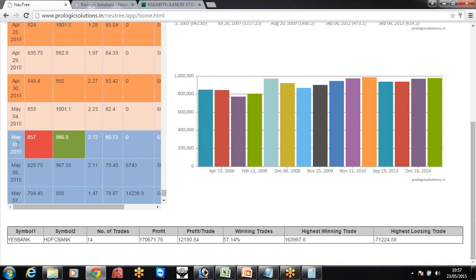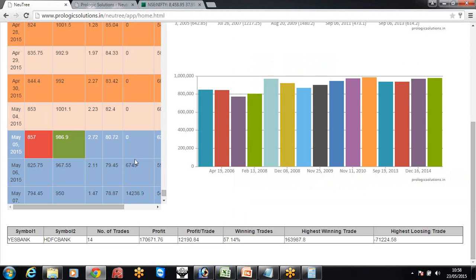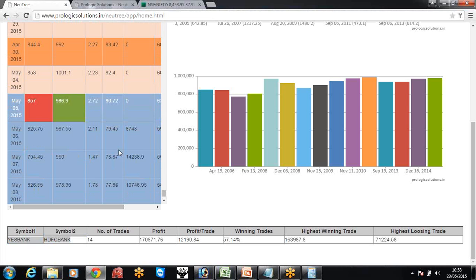So this particular call generated on May 5th, the only concern is the number of winning trades. Winning trades are less than 70%. We are always looking at winning trades of more than 70%. So this is a risky trade. One advantage you have is that Yes Bank and HDFC Bank are both private banks, and you know the trend in these two banks. So you can take a risk and enter, or you can just ignore the trade. Here it's 57%, I want 70%, that is not there.